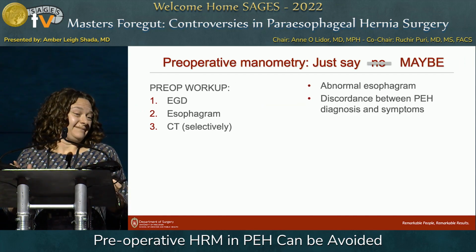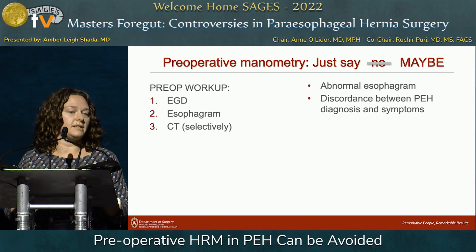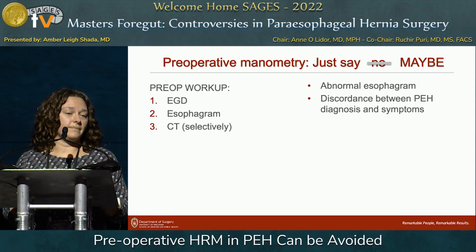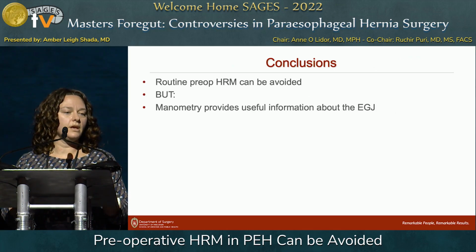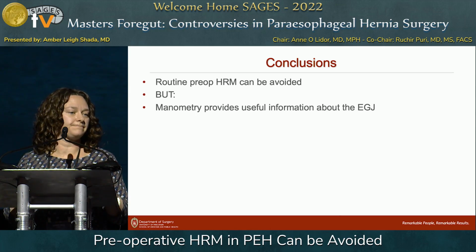And maybe you want to add preoperative manometry to your workup if your patient has an abnormal esophagram or discordance between their symptoms and their diagnosis, which is paraesophageal hernia. So on the left here is my workup, right? I do endoscopy on everyone, esophagram, and then a CT is selective for me. But you can avoid routine preoperative manometry. But if it's done, it can also tell you some interesting things.